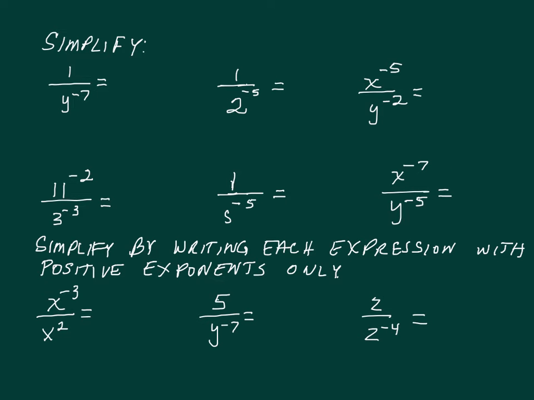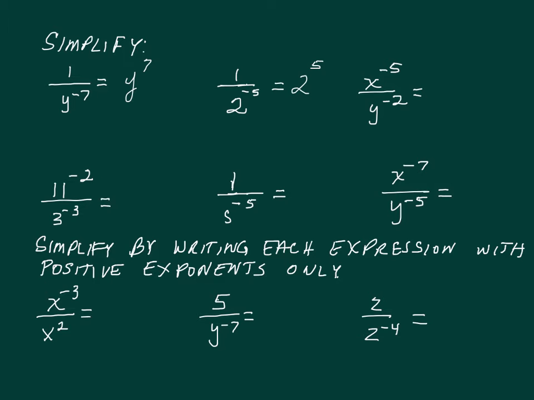So let's simplify. 1 over y to the negative 7 becomes, take it to the attic, y to the positive 7. Simple as that. 1 over 2 to the negative 5 becomes 2 to the 5th. If you were asked to evaluate it, it would be 2 times 2 times 2 times 2 times 2, which would be, I think, 32. But here you're not asked to evaluate it, you're just asked to simplify it.